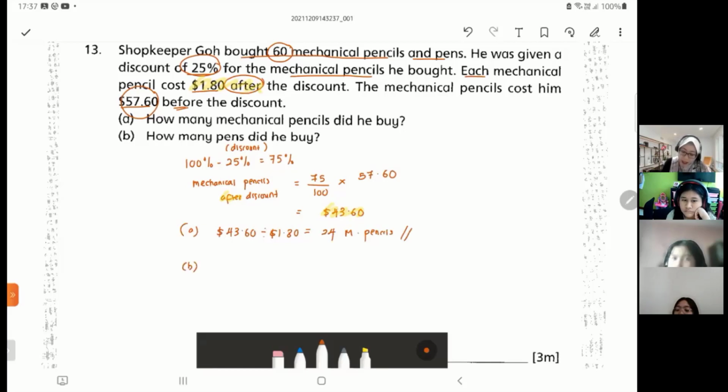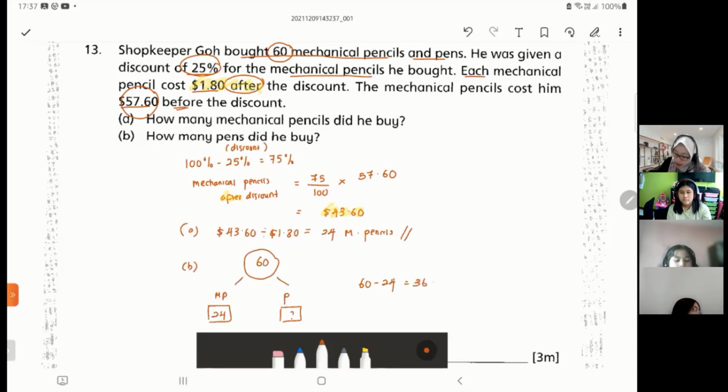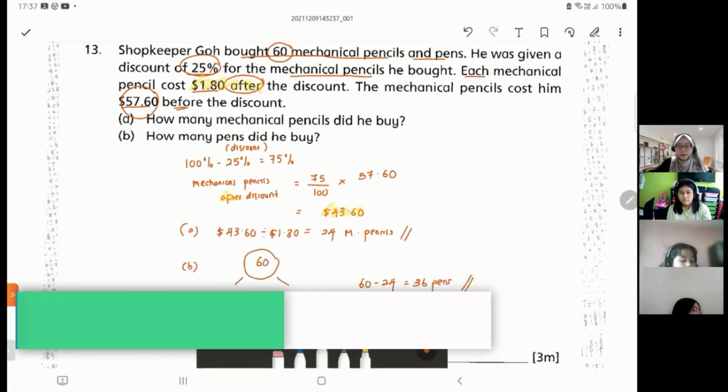Now part B, how many pens did he buy? If he bought a total of 60 mechanical pencils and pens, and I know that mechanical pencils is 24, can I find my pens? Can lah, right? Just take 60 minus 24 equals to 36 pens. Answer.